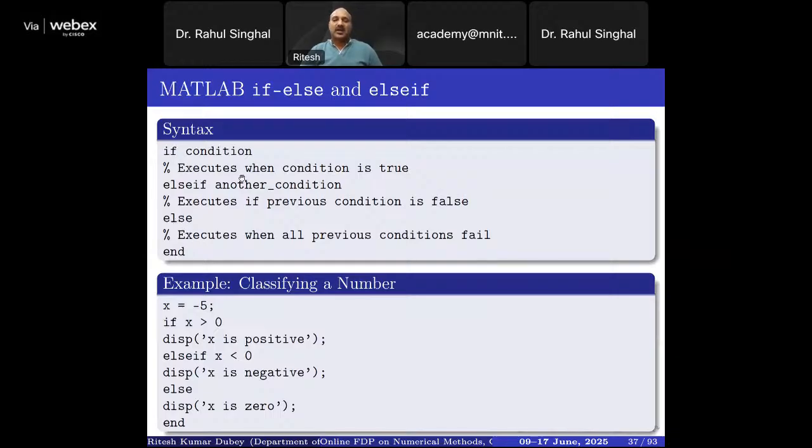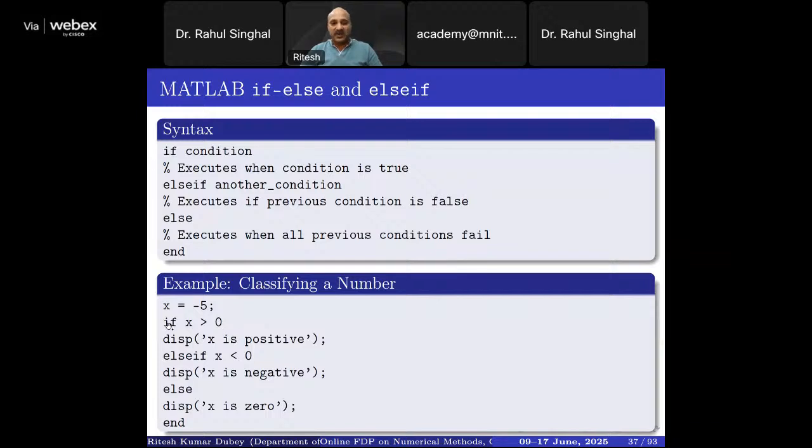So in MATLAB, all the loop and conditional statements will start with the keyword if or for or while, but it should be supplemented with the end. So ultimately it has to be there. So for example, in this case, you are classifying a number x equal to -5, and you just want to show whether the number is positive, negative, or 0. So you are using this if else if. So if x greater than 0, it will show x is positive. But what is happening here? We have defined x equal to -5.